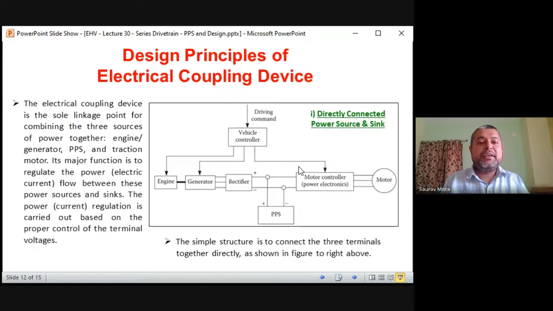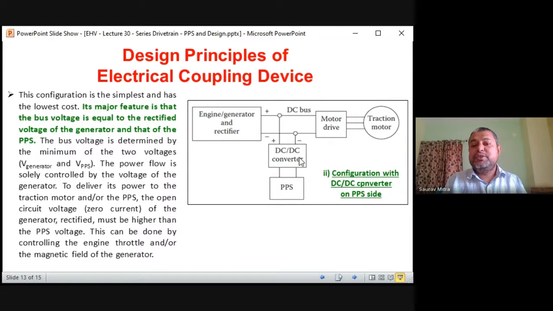So you have to explain this if this question is asked, that is, what is the designing principle of electrical coupling? First, you have to talk about the direct connection. There is no DC to DC converter here. Second case, there is a DC to DC converter, which is a kind of impedance matching as well, plus it is giving some buffer. In this case, the engine generator does not have a DC to DC converter, while PPS has one. And this is the most widely used configuration.